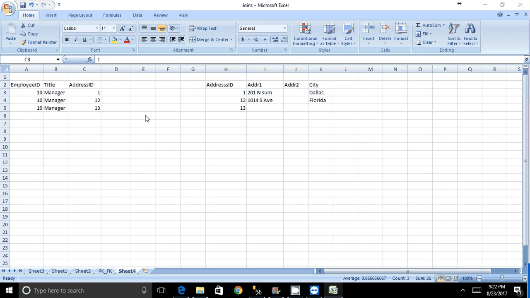Okay. All right. So what I was saying is, let's say if you have a table with many-to-many relationship. Do you know what the many-to-many relationship is? I will give you an example. Let's say if there are two tables, employee and address table.